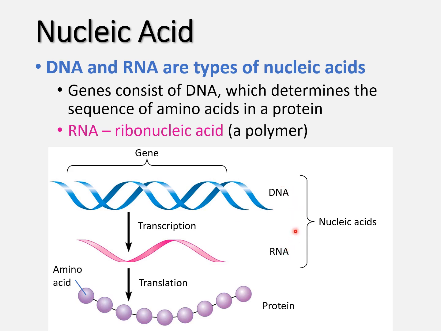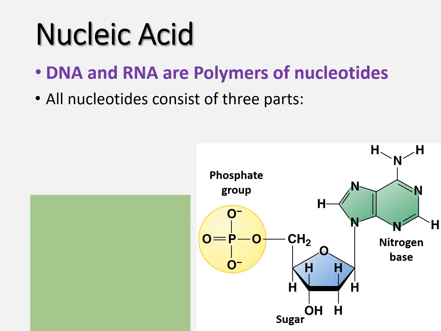So now the RNA is ribonucleic acid. So essentially we just get rid of the deoxy, right? So it's just ribonucleic acid. So these guys are both our nucleic acids. So we only have 2 nucleic acids.